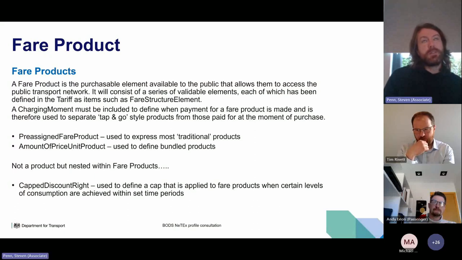Now, within the cap discount right, there's something called capping rules. You can use them to define whether it's a rolling cap, whether it's a one-day cap, whether it's a seven-day cap, what day the cap might start on, if it's fixed with day of the week, these kind of things. So those are all included within the cap discount right, which is defined in the profile document.